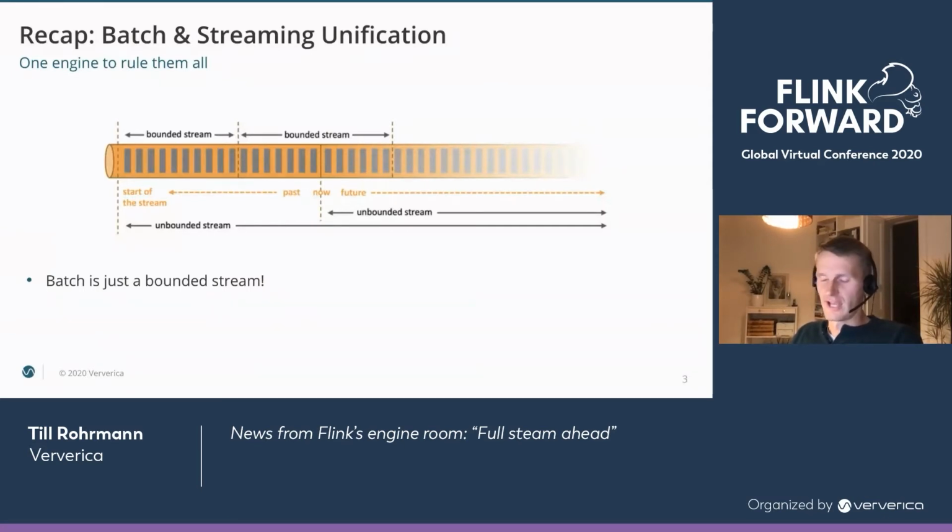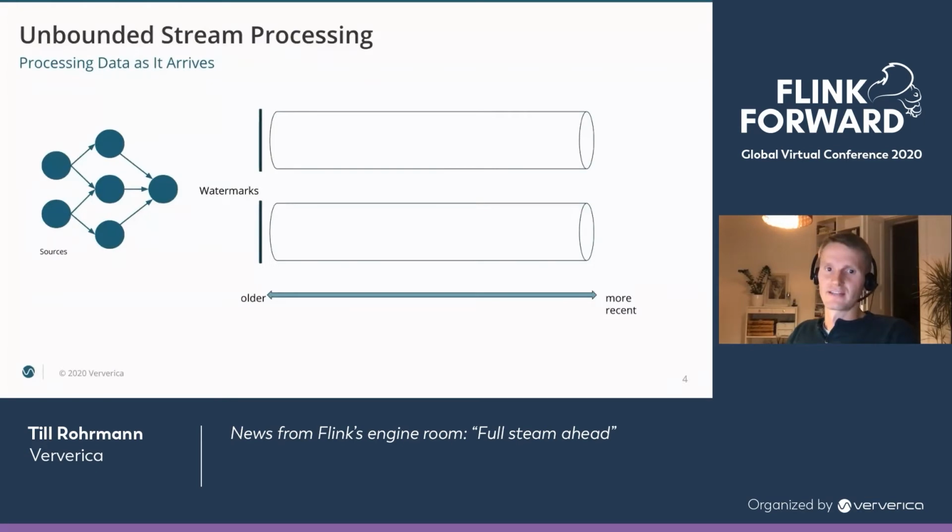And if we have a single system which is able to process bounded as well as unbounded streams, it eases operations, it unlocks new use cases where you have mixed workloads, or it allows you to process historic as well as real-time data with the same job. However, is it all that simple? In order to answer this question, let's take a look at how Flink processes streaming and batch workloads.